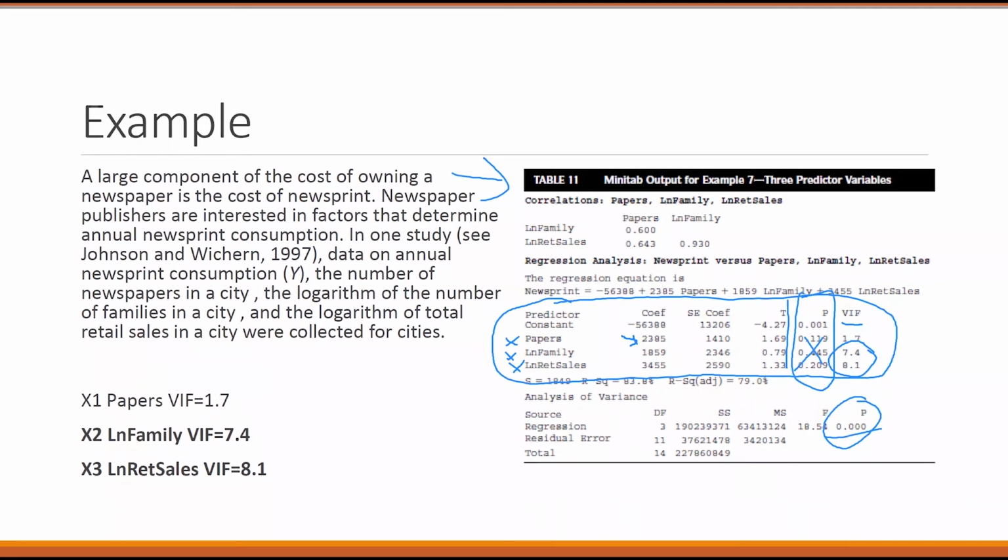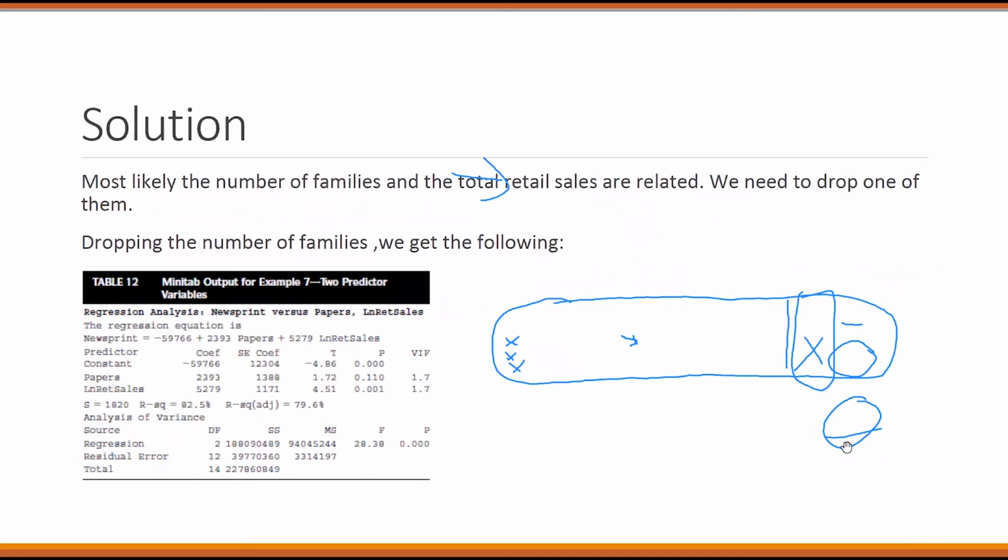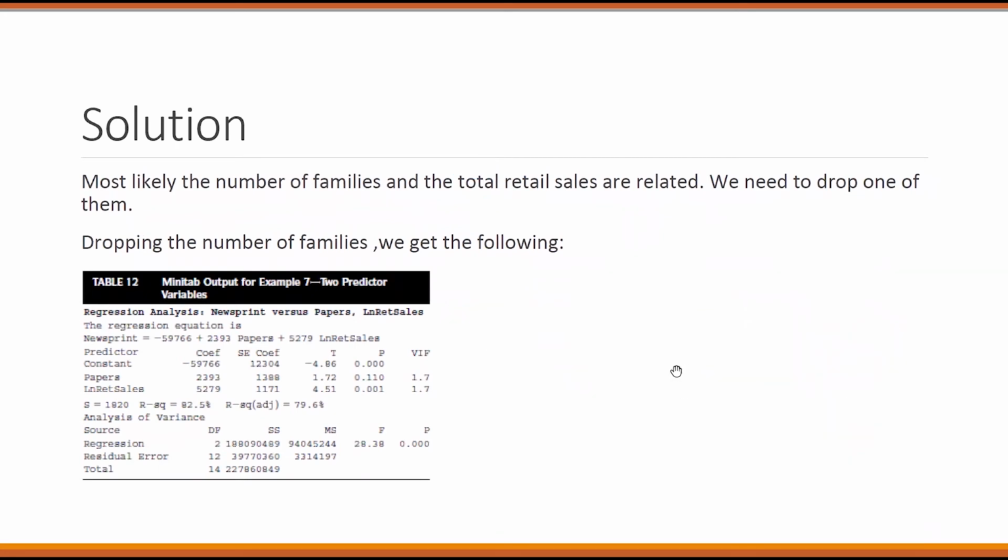So what do we do if we observe the multicollinearity? Well, here's one potential solution. Of course, there are other solutions. Most times we will say when we have multicollinearity, we need to check the model specification. We will need to check the data. One solution that we can do is to drop one of the X variables that are highly correlated with each other. Okay, so we have two here, number of families and total retail sales. So we need to drop either one of them. So the question is, which one do we drop?